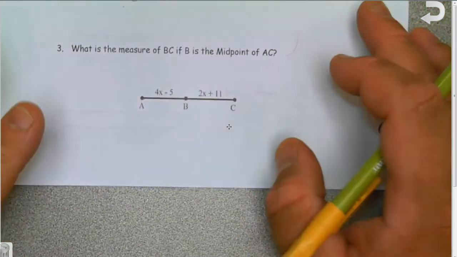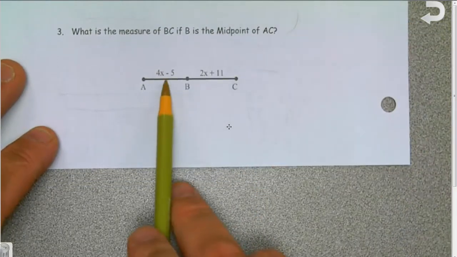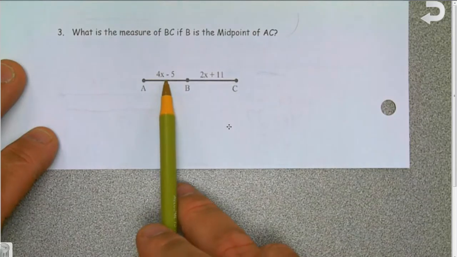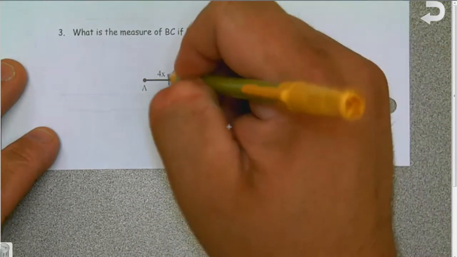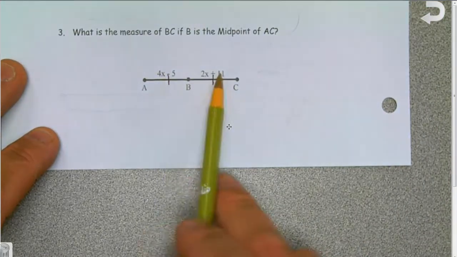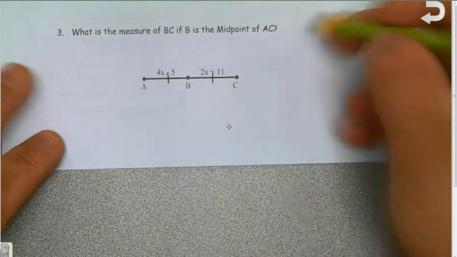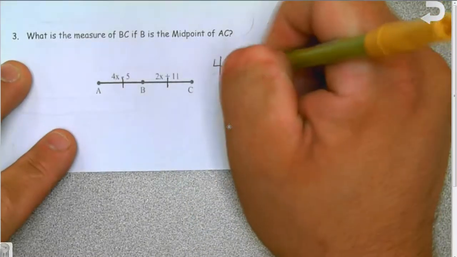What is the measure of BC if B is in the middle of AC? Well, 4x minus 5, that's not a set number. 2x plus 11, that's not a set number. But remember, we said that these two things are congruent to each other. So what can I do with these two pieces? Oh, that's right. Good old algebra. I can set them equal to each other.